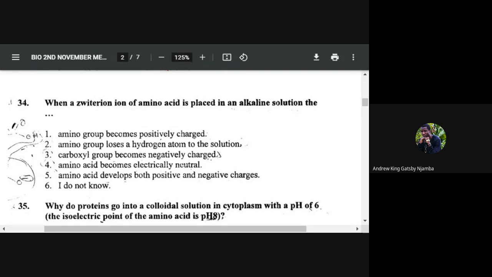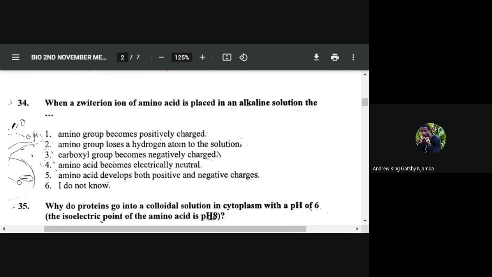And when it loses hydrogen, it gains electrons. So you're seeing it's the opposite of what I said before. I've talked about losing and gaining. So when it's in an alkaline medium, it loses hydrogen, and when it loses hydrogen, it gains electrons. And when it gains electrons, what charge is it going to have? It becomes an anion. It's going to become negatively charged. So based on what I've said, what option are you going to go with on question number 34?